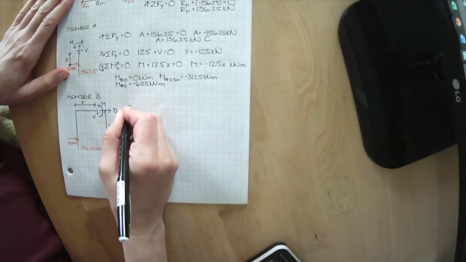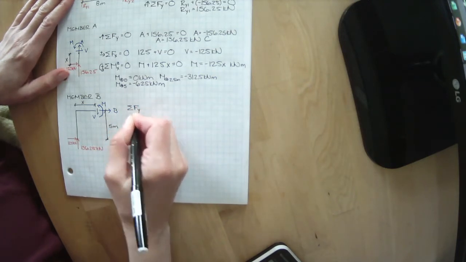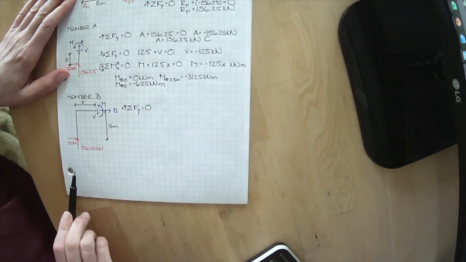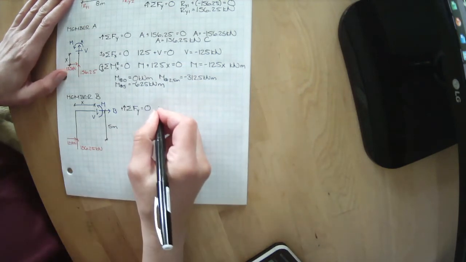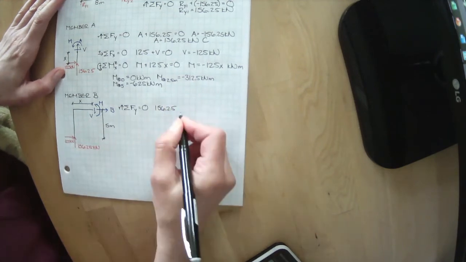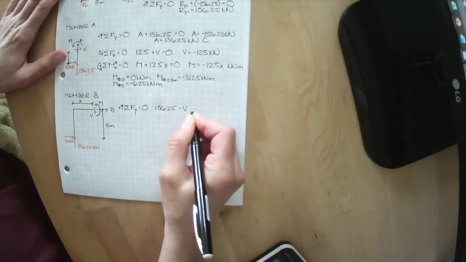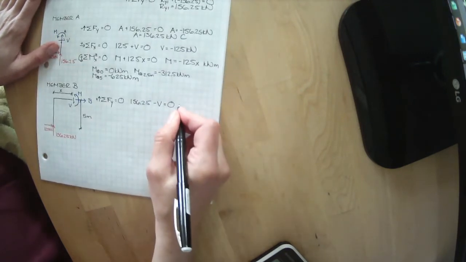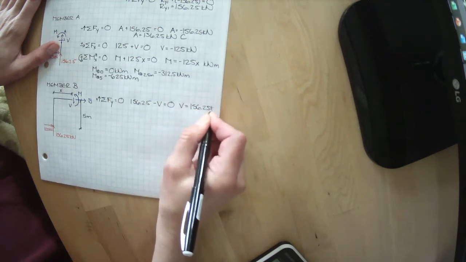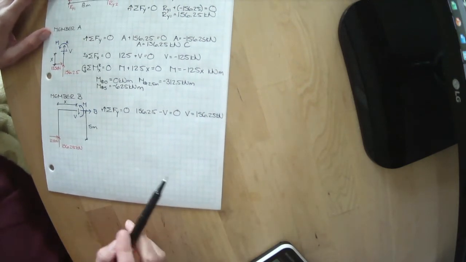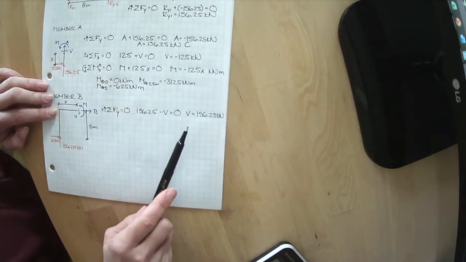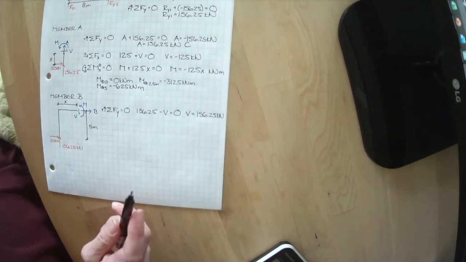Let's sum our forces in the y direction with everything upwards being positive. We have our 156.25 going up, and we have a shear going down, and it looks like that's all we've got. Rearrange this, and we have 156.25 kilonewtons of shear in this member, and it doesn't matter where we cut along the member, it looks like the internal shear remains the same.